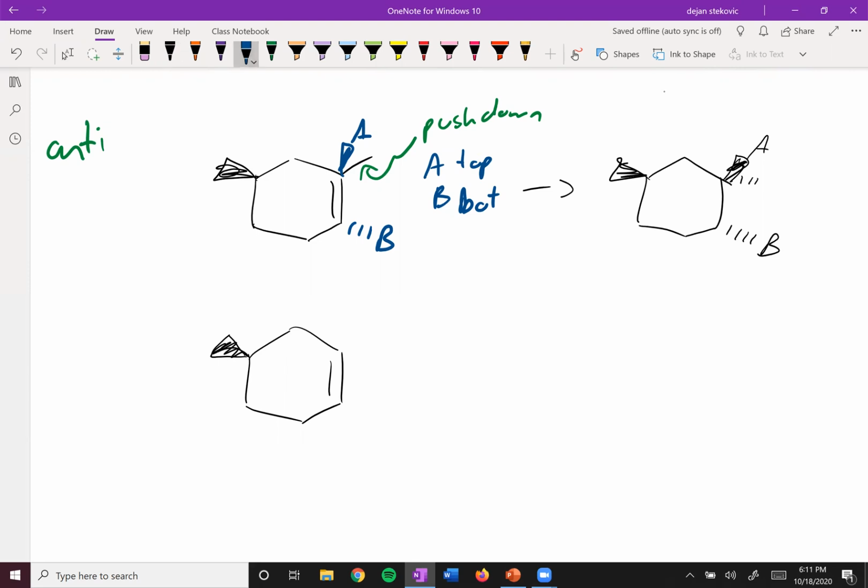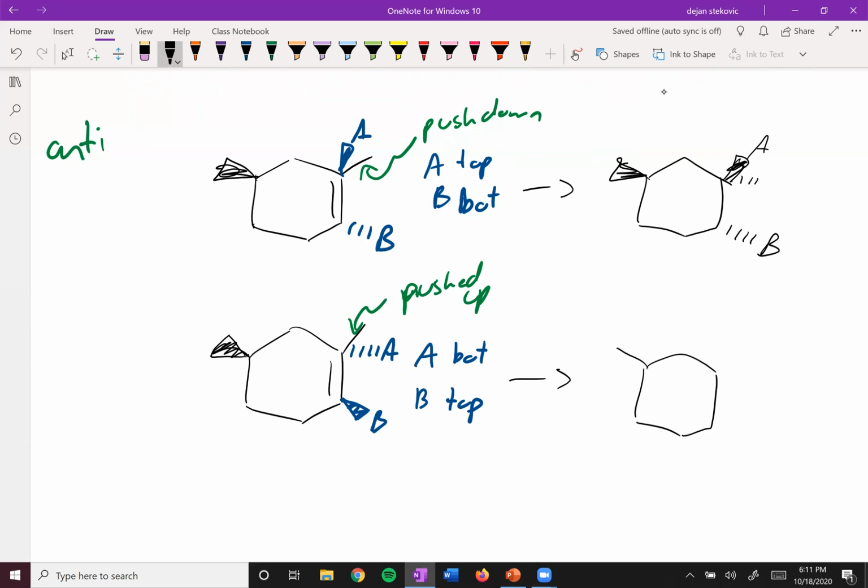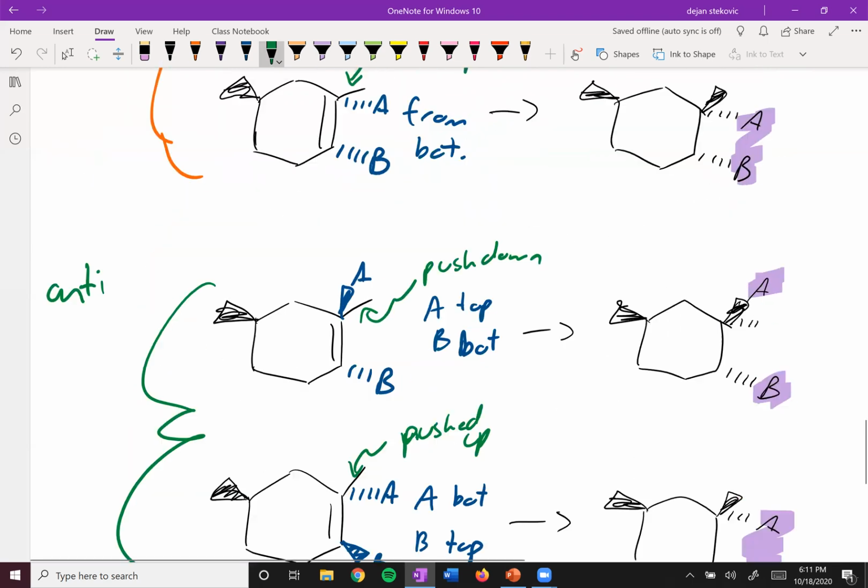The other option is for A to come on the bottom and B come from the top. If A is coming from the bottom, it's going to be a dash. If B is coming from the top, it's going to be a wedge. And if we're thinking about what's going to happen to this methyl, it's going to be pushed up and become a wedge. You can see in both of these outcomes, A and B have been added anti to one another, right? And so that's how you can imagine it.